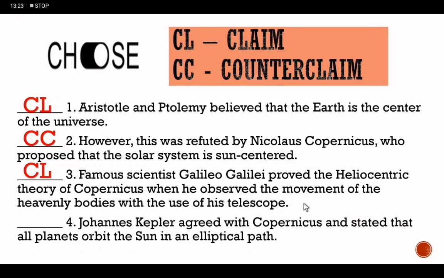Number 4. Johannes Kepler agreed with Copernicus and stated that all planets orbit the sun in an elliptical path. Claim or counterclaim? The answer? Claim.